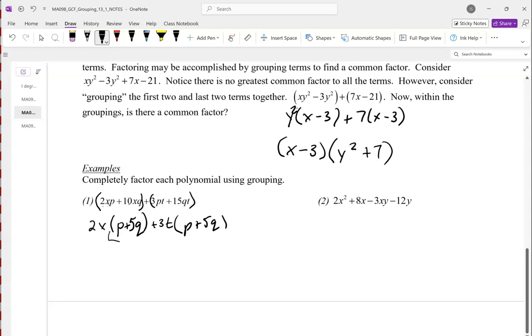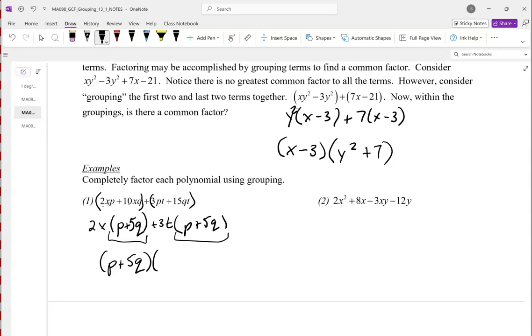Now we see the exact same thing here and here, don't we? So again, we can treat that now like it's the GCF and pull it out. It's a 2-step process here. So if we pull out the p plus 5q, that whole chunk, we're treating it like it's one thing. We pull out that whole chunk.